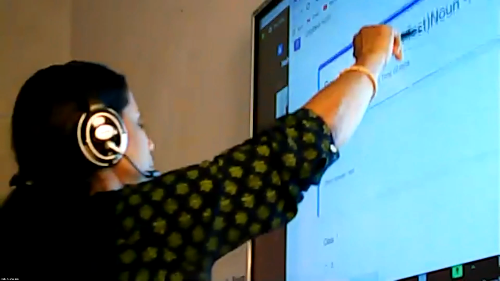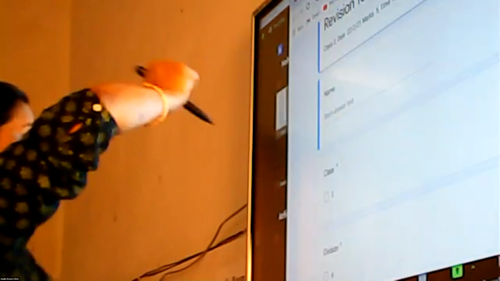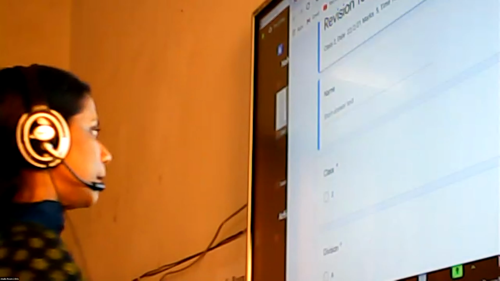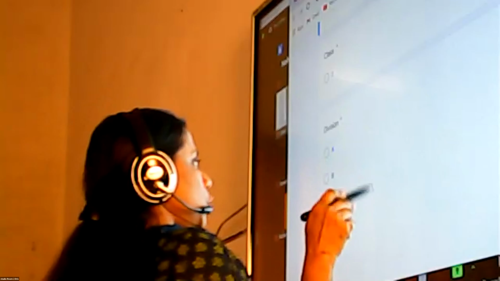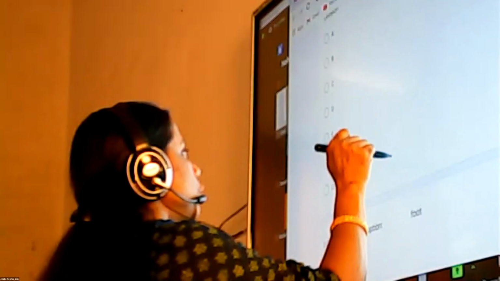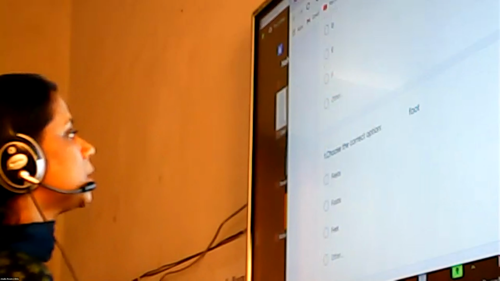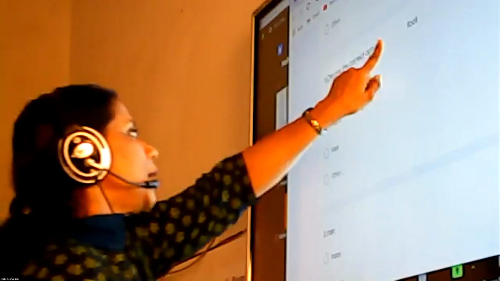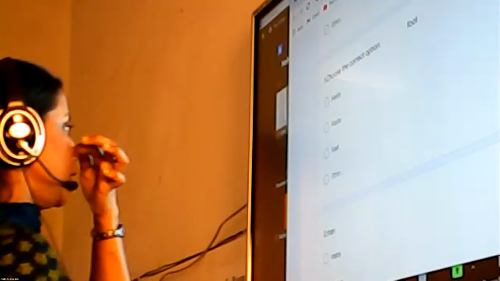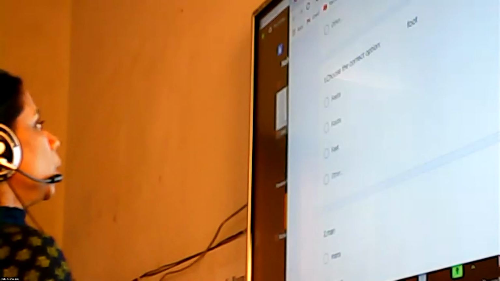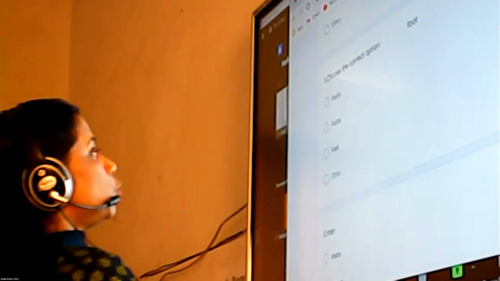So this is your question paper, children. Click name. You have to write your name. Class. Click on to the class. Division. Which division you are in. Please do click on to the division. Choose the correct option. That is, you have to find the plural form of foot. Okay, the plural form of foot.